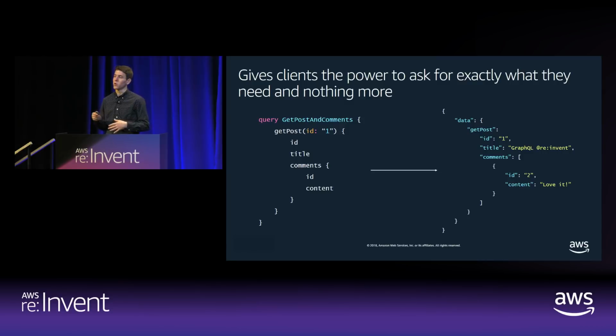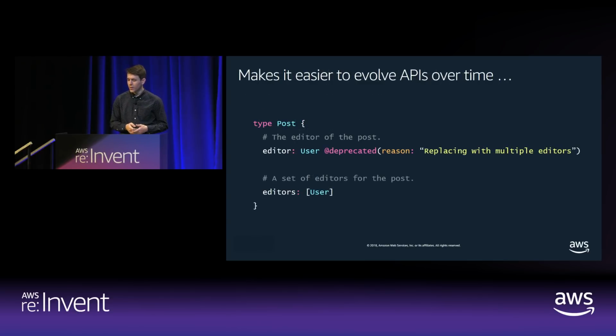And this becomes important later when you talk about evolving APIs, because you can build analytics and figure out exactly what fields in your API are being used. And when you know exactly what fields are being used, you can deprecate fields with a lot more confidence. It makes APIs easier to evolve over time.